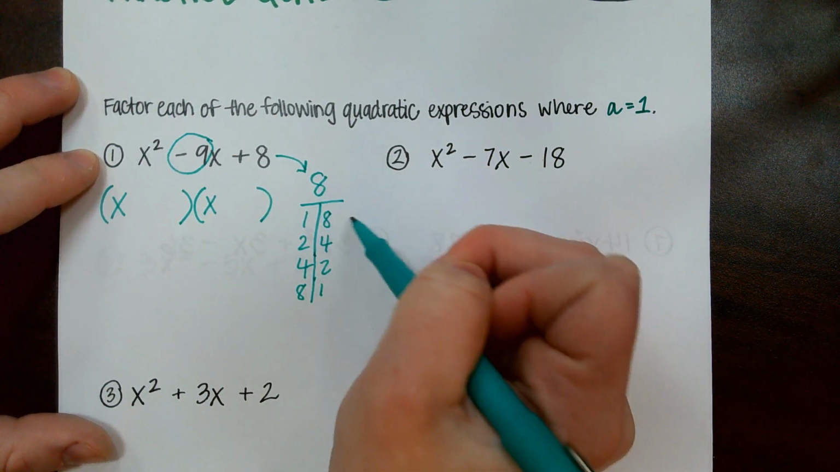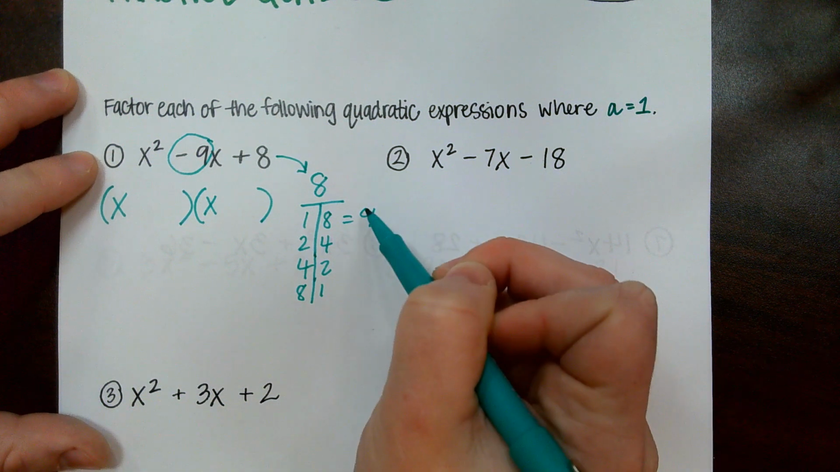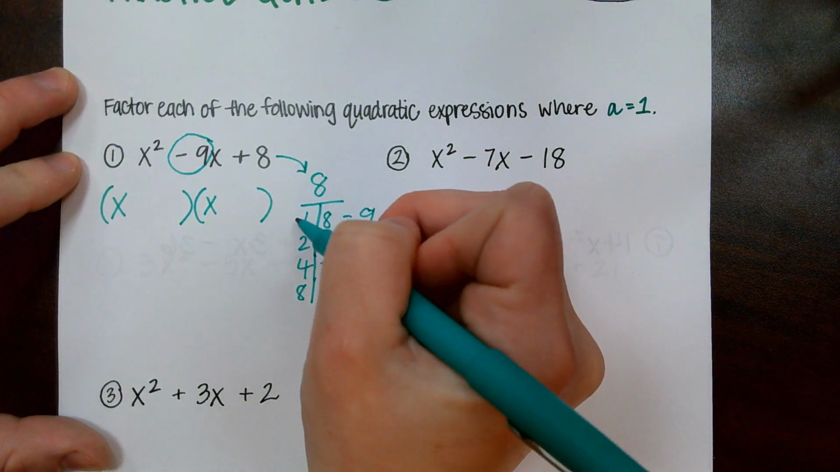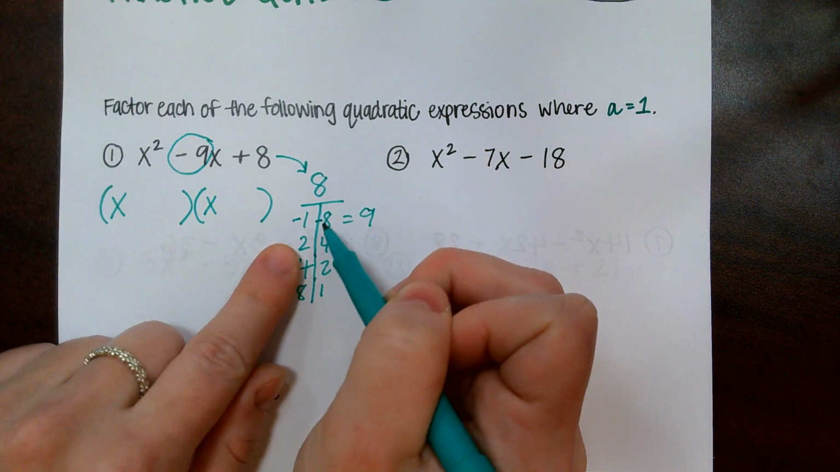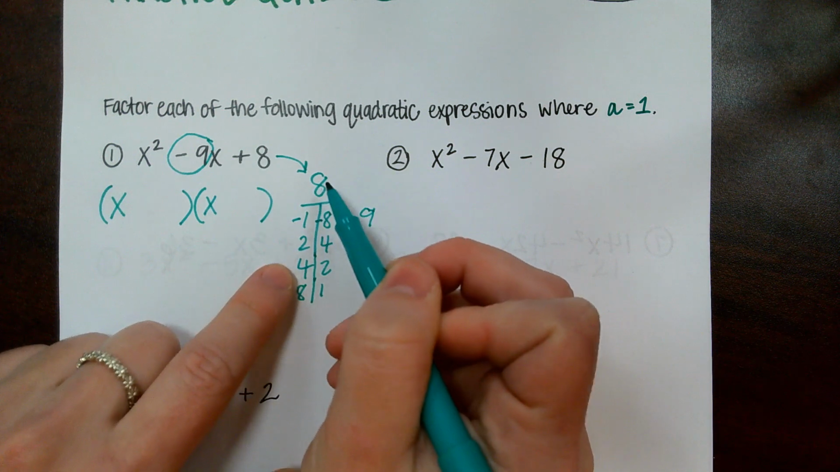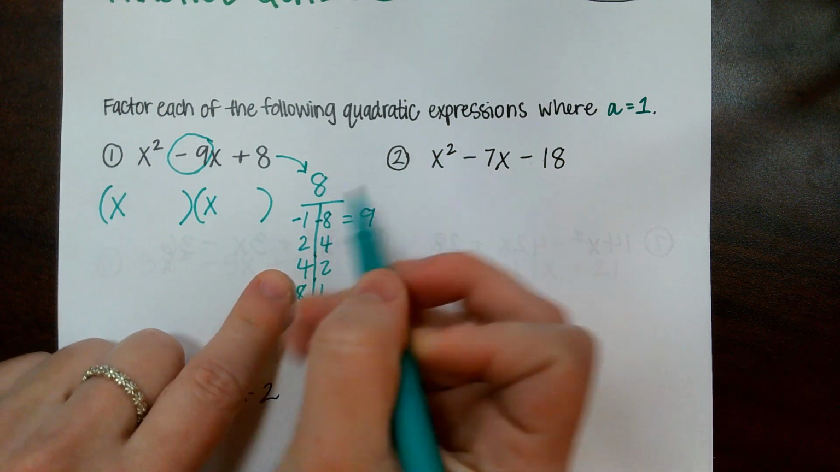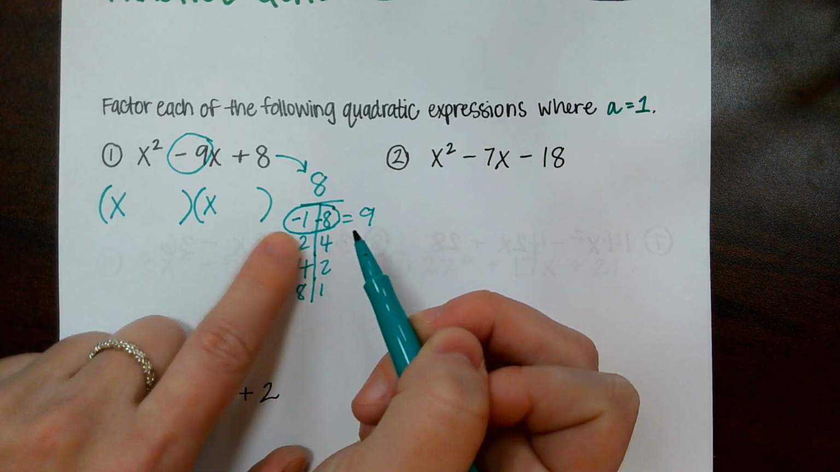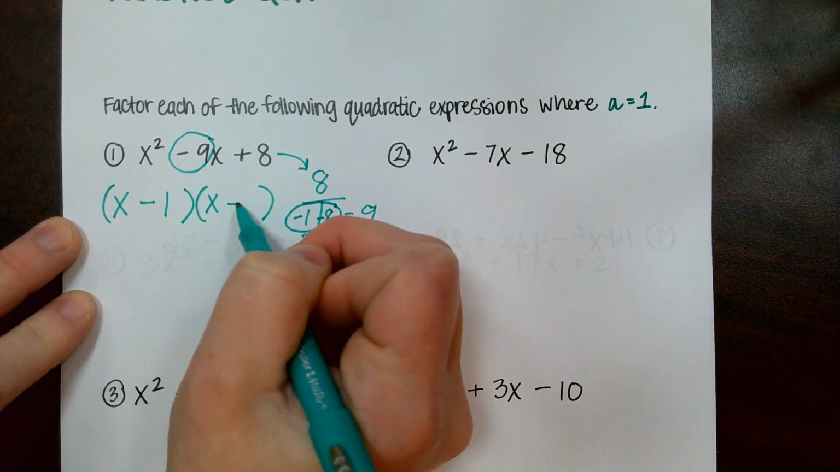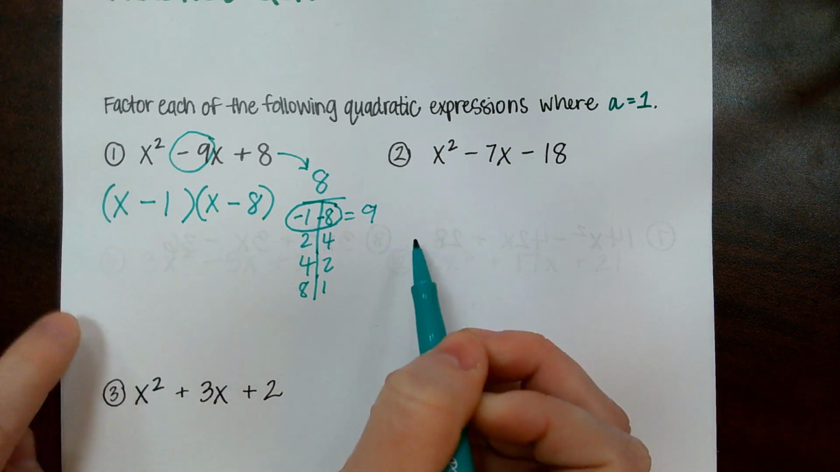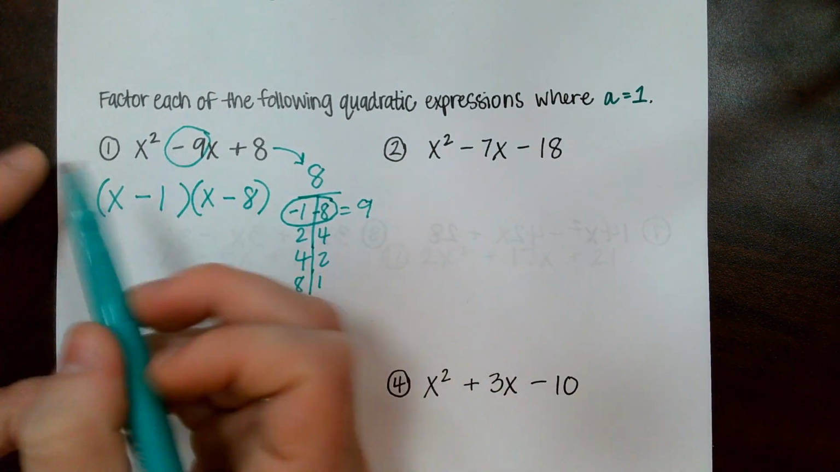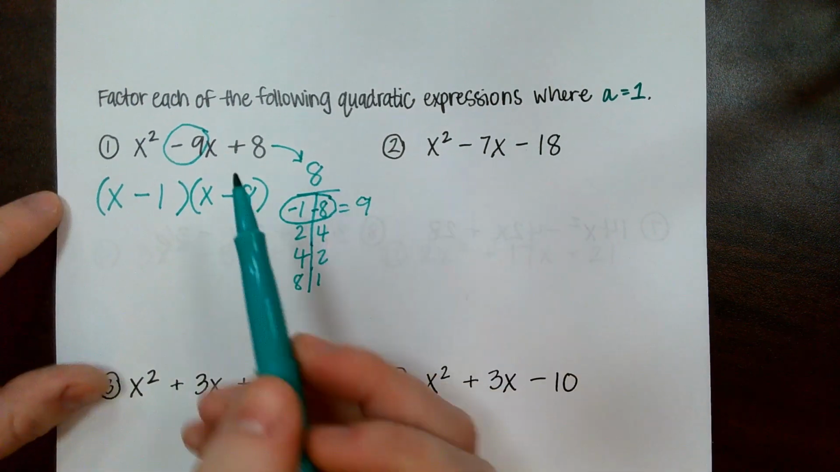So we've got 1 plus 8, that gives us positive 9. What could I do to make it a negative 9? Just make them negative. And I know that these will work because negative 1 times negative 8, those negatives will cancel and I'll still get my positive 8 for my c. So these are going to be my numbers. So x minus 1 and x minus 8. You could also do x minus 8 and x minus 1. Both answers are correct since there's just an a equal to 1.